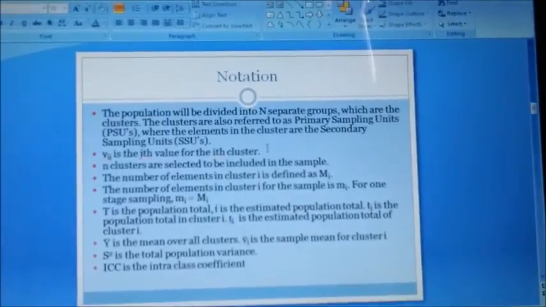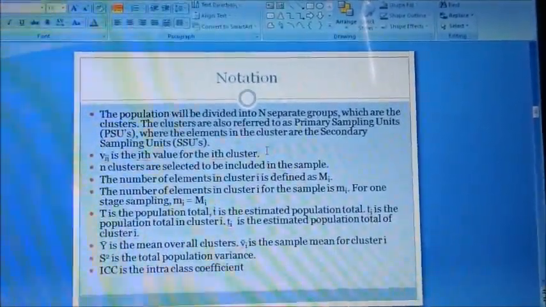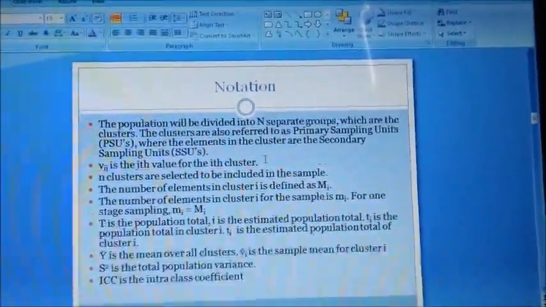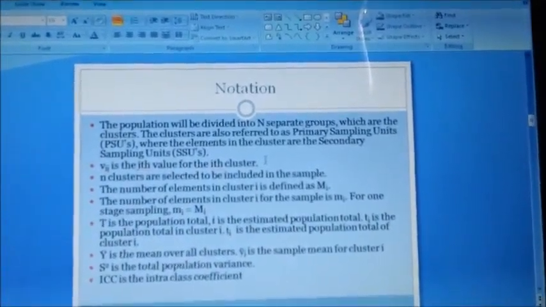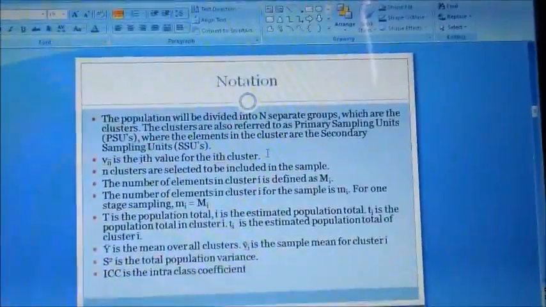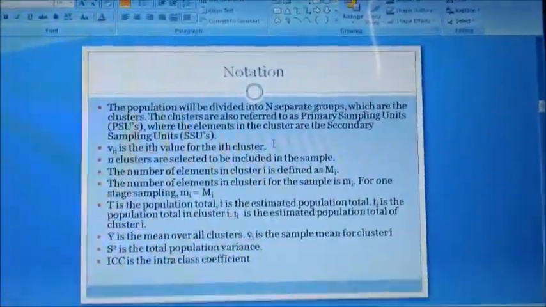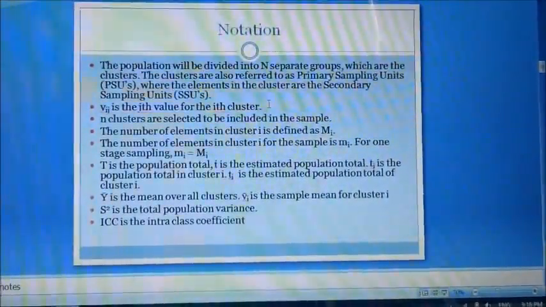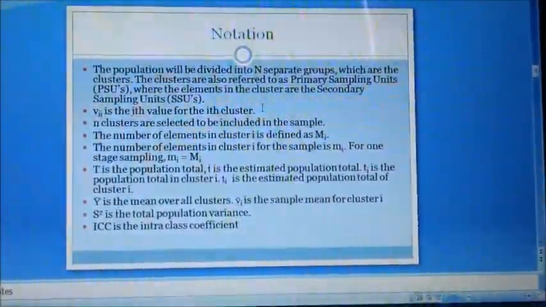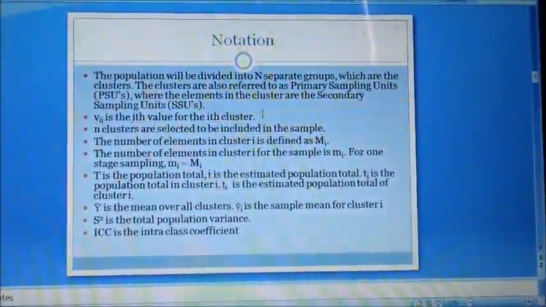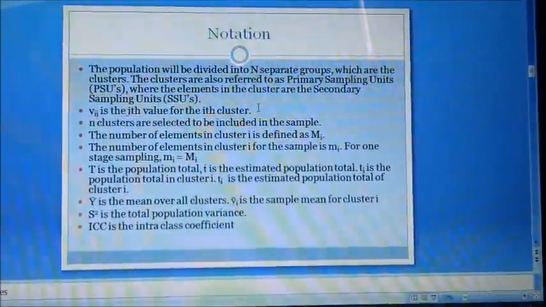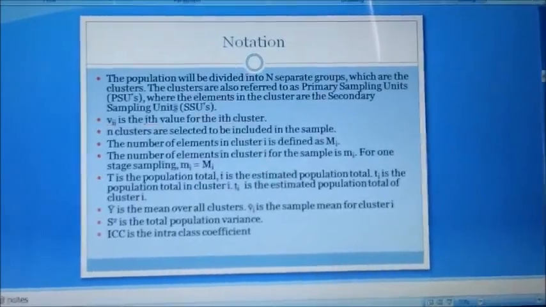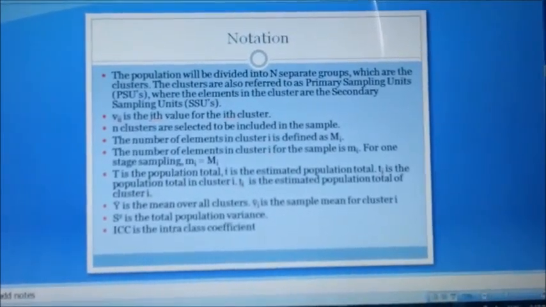T is the population total, where lowercase t dot is the estimated population total. Ti is the population total for cluster i, and ti bar is the estimated population total of cluster i. Y bar is the mean over all clusters, whereas lowercase y bar i is the sample mean for cluster i. S squared is the total population variance, and the ICC is the intraclass coefficient.